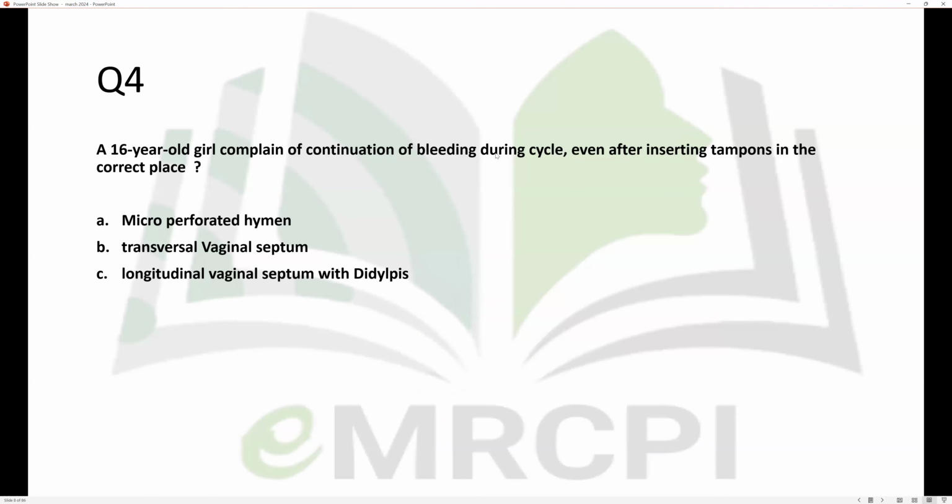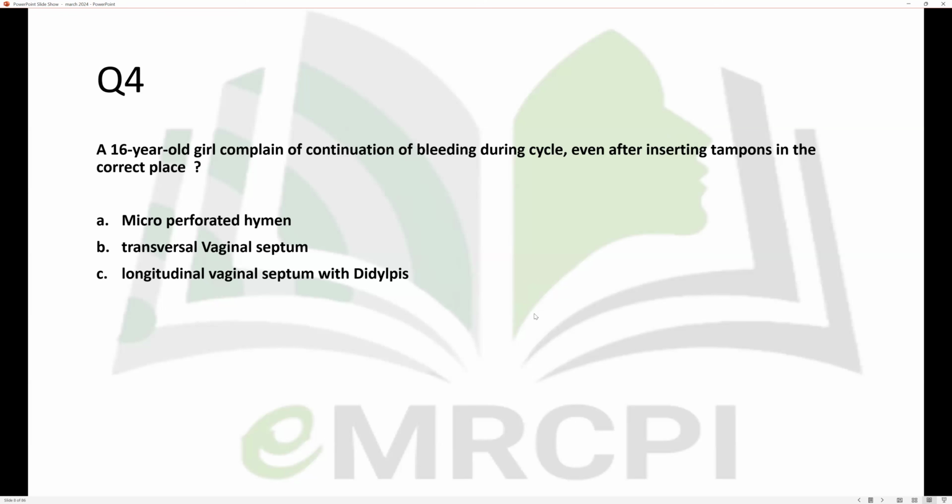A 16-year-old complains of continuation of bleeding during her cycle, even after inserting a tampon in the correct place. So the young lady is having cycles, she is trying tampons, and she's inserting the tampon. She expected that the bleeding would stop. However, no, there is bleeding, and maybe also a large amount. Okay, so what do you expect?